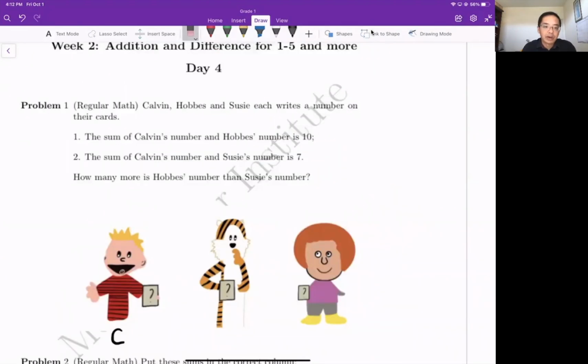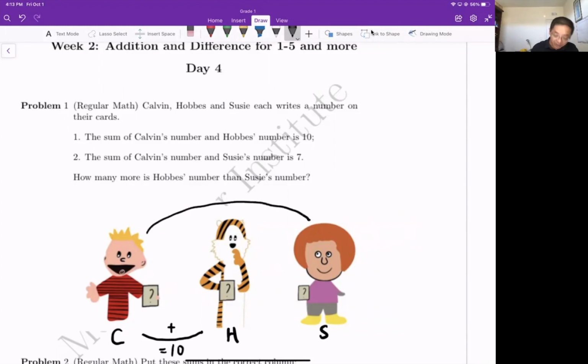Day 4, problem number 1. The problem says Kelvin, Hobby, and Susie each have a number on their cards. If we add the number of Kelvin and Hobby together, we get 10. And if we add the number of Kelvin and Susie together, the sum is 7. So added together equals 7.